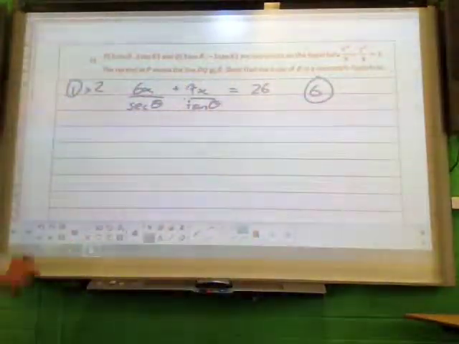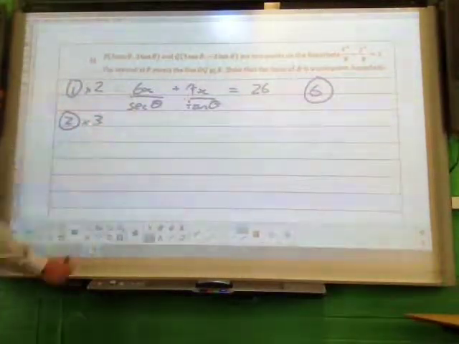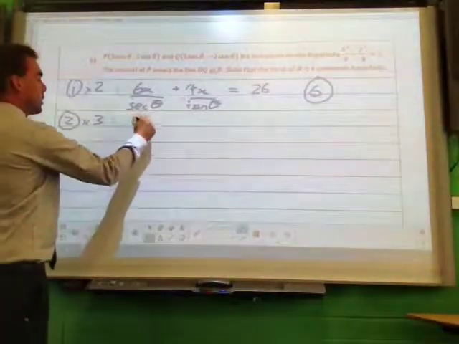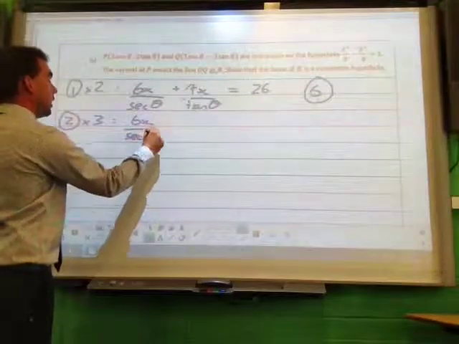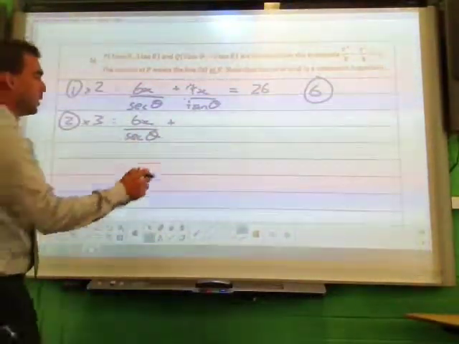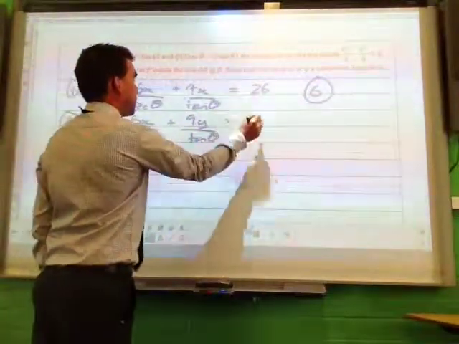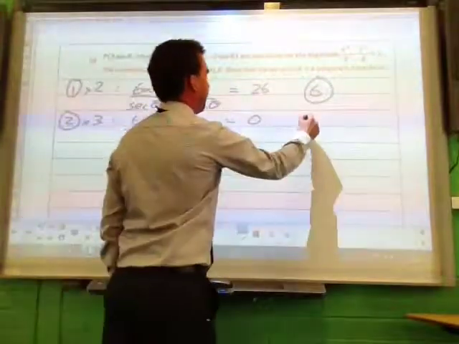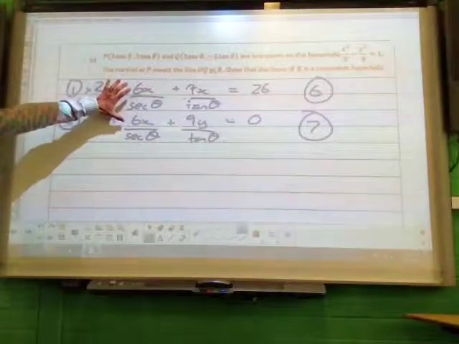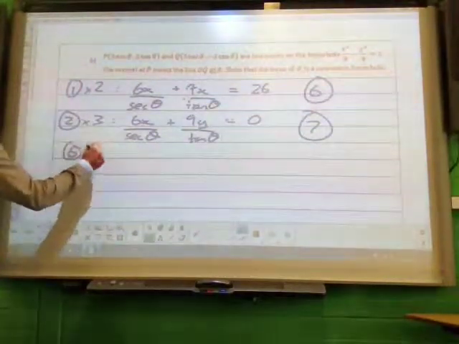Okay, and then the second, my original equation, I'm going to triple it so I can get the coefficient in front of x as 6. So 6x over sec theta. And then it was 3y over 10, so it becomes 9y over 10. And 0 times 3 is equal to 0. Okay, so the reason I've done that is because I've got the coefficients in front of x the same, so then I can do equation 6 take away equation 7.